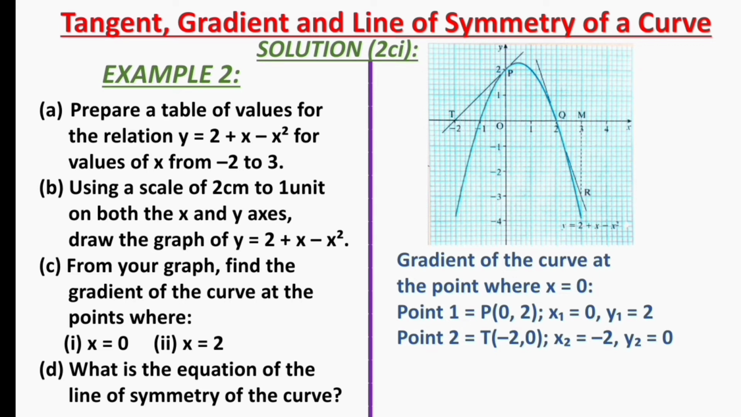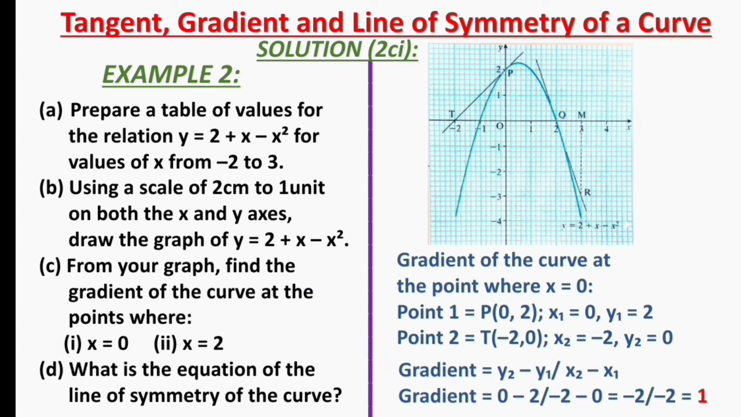From our graph, the line that is tangent to the curve at x is equal to 0, that line is PT. Let point 1 be P, having the coordinates x is 0, y is 2. That makes x1 to be 0 and y1 to be 2. Let point 2 be T, with coordinates x is -2, y is 0. That makes x2 to be -2 and y2 to be 0.